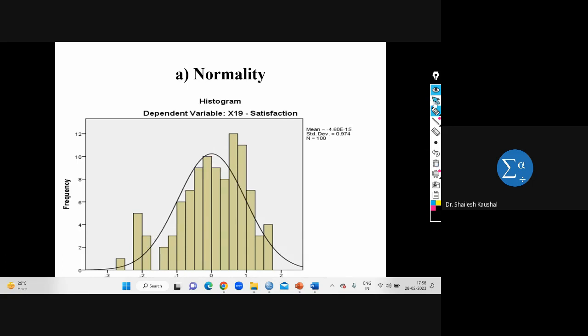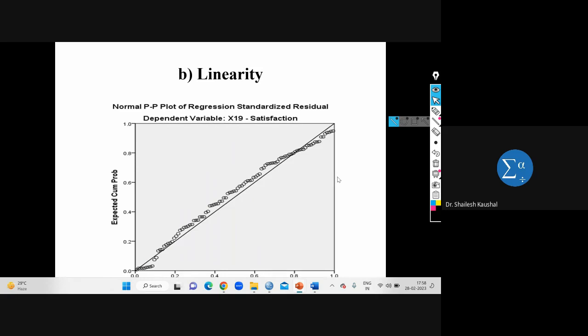Second is the linearity. Linearity means the relationship of the dependent and independent variable should be in a straight line. The data should be linear. So it is more or less, not absolutely linear, but it is more or less linear. This PP plot is giving linearity. PP means probability plots.